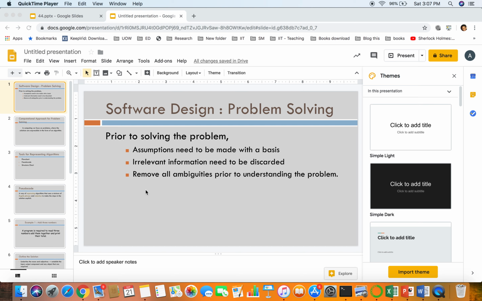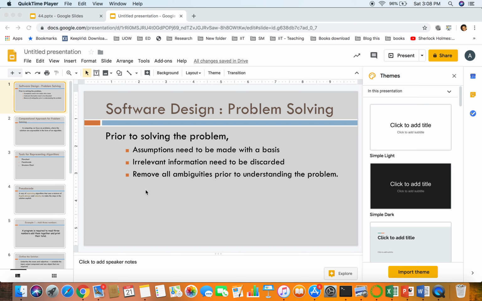So prior to solving any problem, we need to have these three steps clarified. Assumptions need to be made with a basis. So when we have a problem, we have to make an assumption. If we have assumptions, we have to be very clear of those. And irrelevant information needs to be discarded.